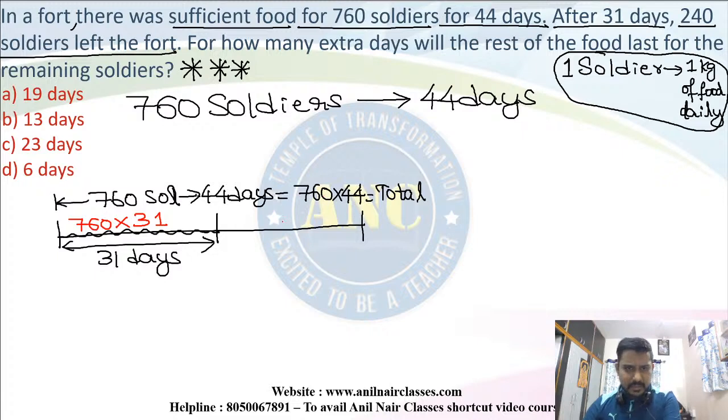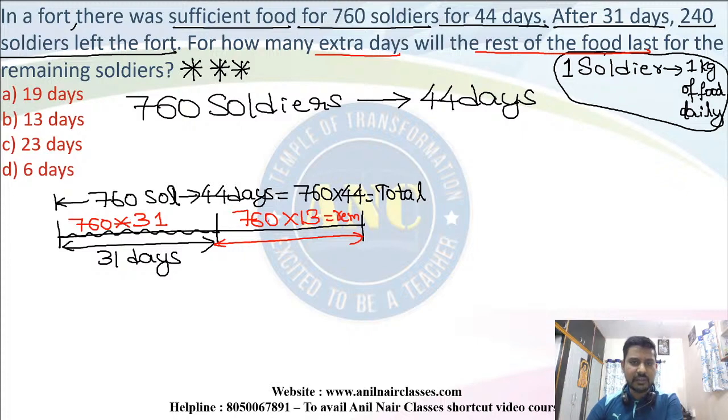And the remaining is, out of total 760 into 44, 760 into 31 is done. 760 into another 13 is remaining right now. I hope you are understanding very clearly. For how many extra days will the rest of the food last? The rest of the food is nothing but 760 into 13, for the remaining soldiers.